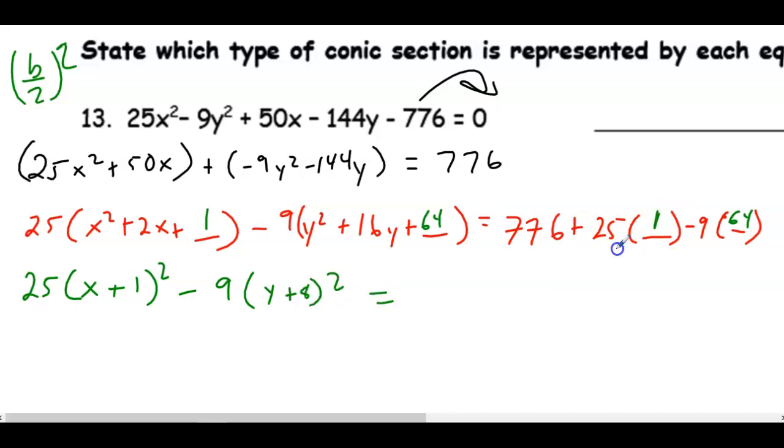And now right here we do the math on this. So 776 plus 25 times 1 minus 9 times 64. That's 225. Alright, all of that is 225. So now I want to divide both sides by 225.